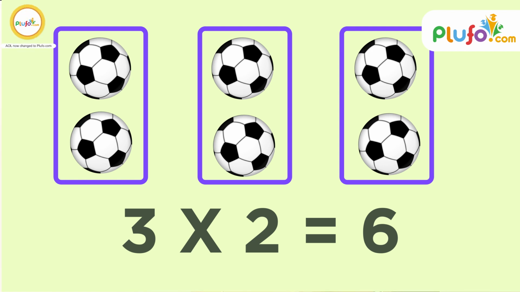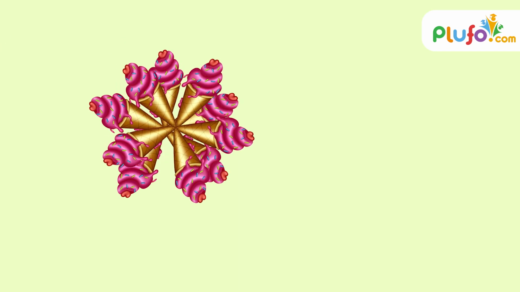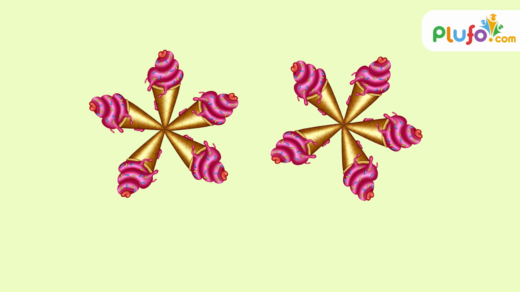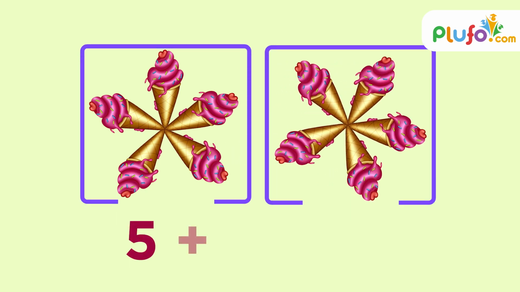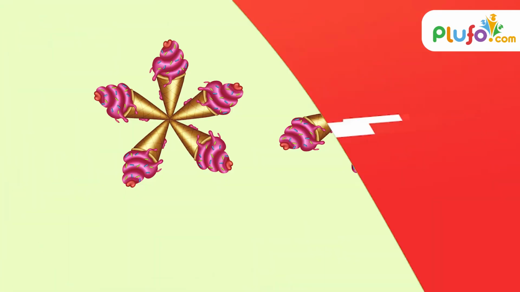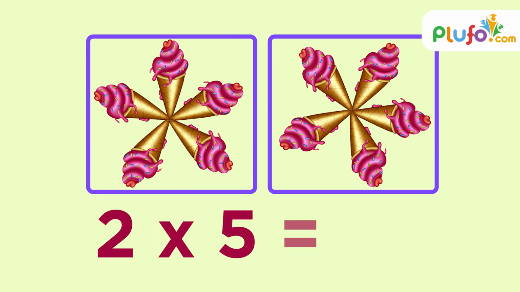Now let me try with one more example. I have 10 ice creams. I would like to make 2 groups. Let me place 5 in each group. So I can write it as 5 plus 5 is equal to 10. So it is repeated addition. Now let me see multiplication. How can I write it in multiplication? There are 2 groups, so 2 into 5 is equal to 10. So this is nothing but multiplication as repeated addition.